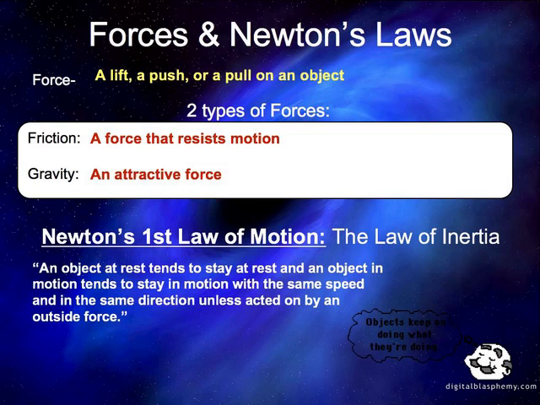And gravity is an attractive force between 2 objects. When we think of gravity, we're talking mainly about the force between what object? Earth and all the other objects. Because Earth is the biggest thing. But it's not only that the Earth has a gravitational pull on us, all objects in the universe have a gravitational pull on each other.